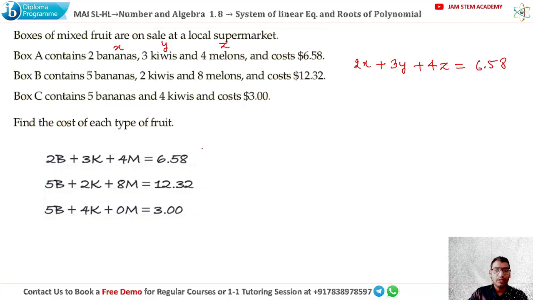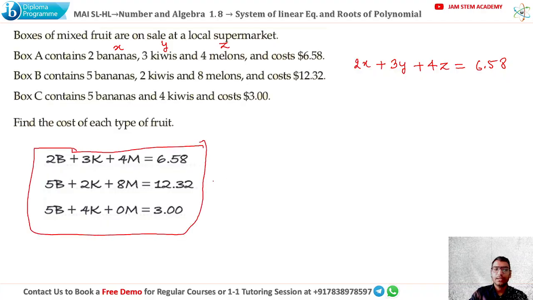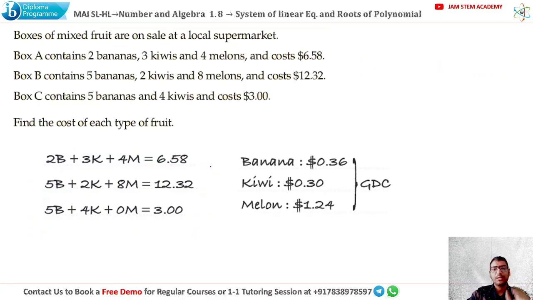Now when you enter all these values in your GDC, you can simply enter these values in your calculator. You can get the cost of banana, cost of kiwi, and cost of melon. That comes out as cost of banana is 0.36, cost of kiwi is 0.30, and cost of melon is 1.24. You can verify your solution with this.